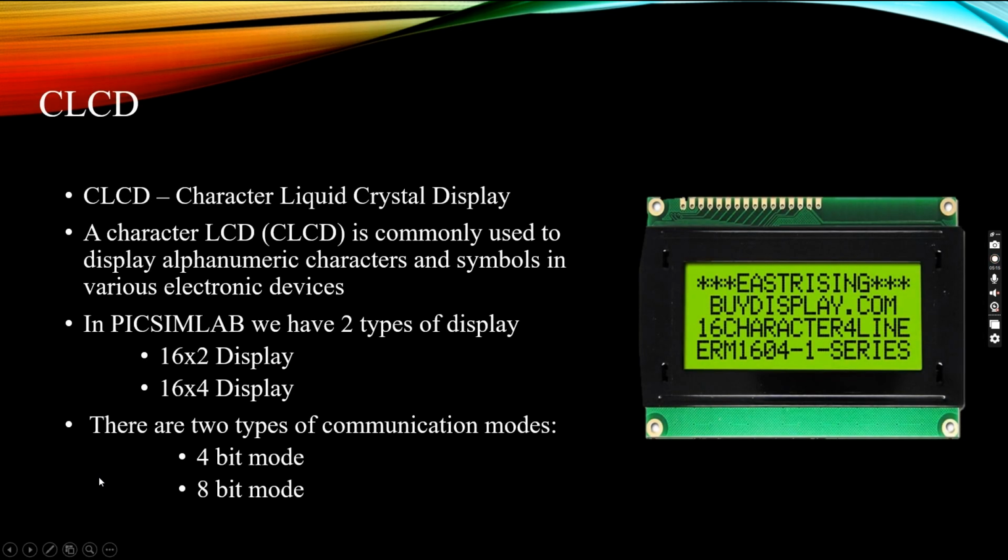Next, the character liquid crystal display, called CLCD. A character LCD is commonly used to display alphanumeric characters and symbols in various electronic devices. In PICSIMLAB, we have two types of display that we used: 16x2 display and 16x4 display. There are two types of communication modes in character liquid crystal display: 4-bit mode and 8-bit mode.